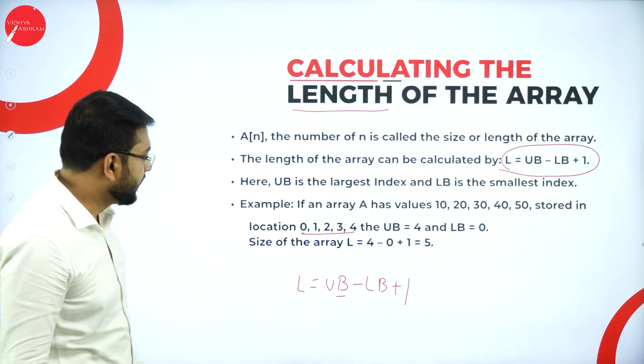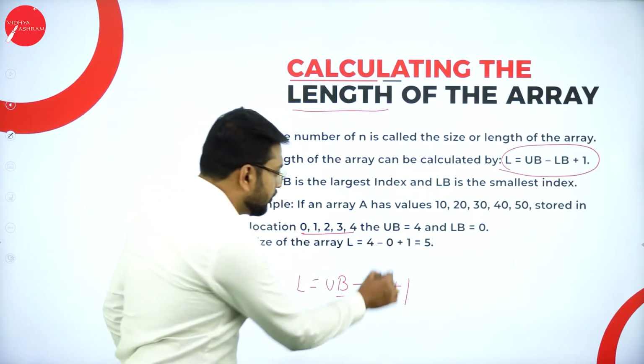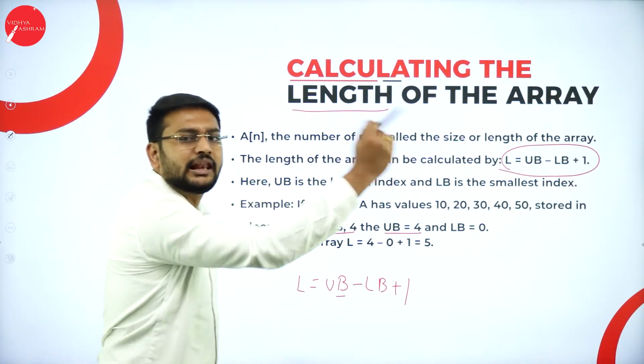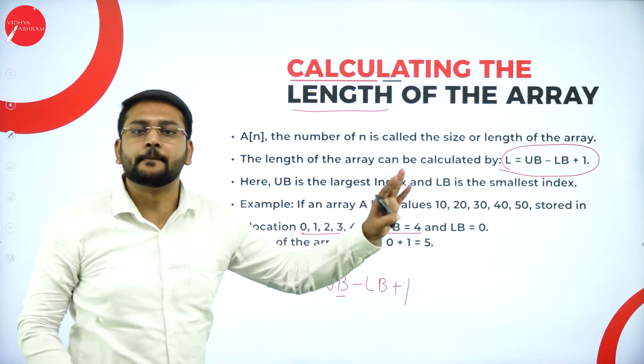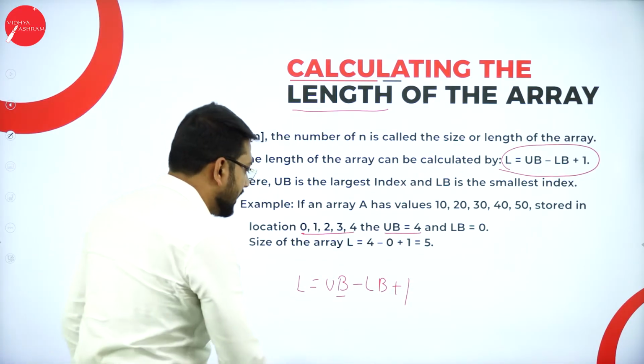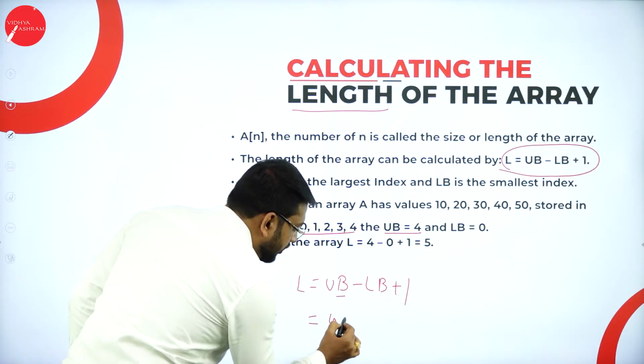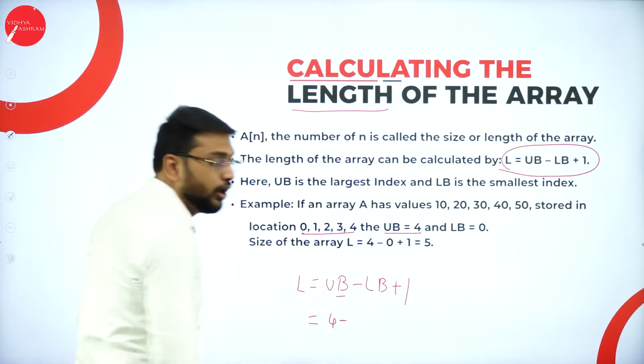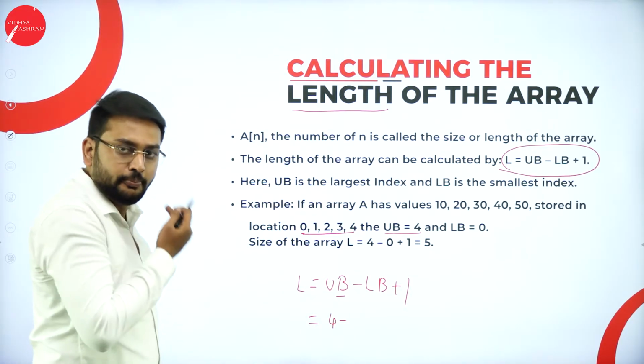Observe here. So that upper bound value is 4. The maximum, last value is what I will call the upper bound. So what is the value? 4. Let me just write that. 4. Okay. Then after that, minus the lower bound. So last value from the beginning.